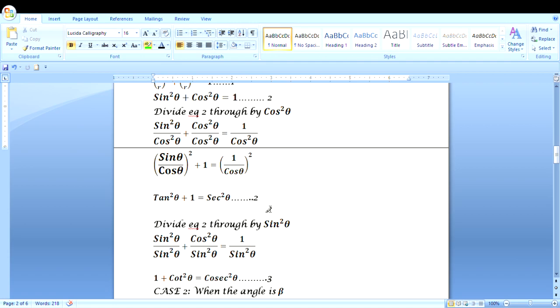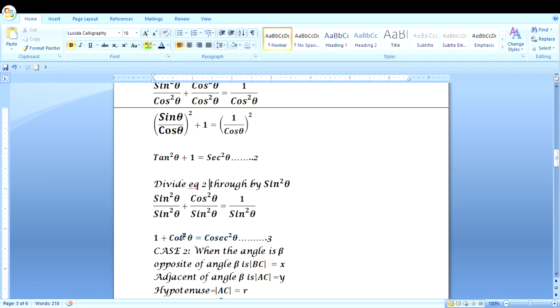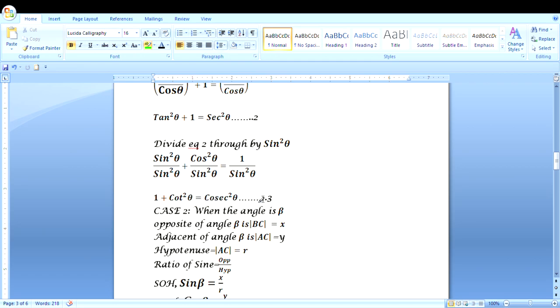Now let's also divide equation 2 through by sine square theta. So sine square theta divided by sine square theta plus cos square theta divided by sine square theta is equal to 1 over sine square theta. Now here, sine square theta divided by sine square theta is equal to 1. Then cos square theta over sine square theta, cos over sine is cot. So this becomes cot square theta. And 1 over sine is cosec, and this becomes cosec square theta. So 1 plus cot square theta is equal to cosec square theta.